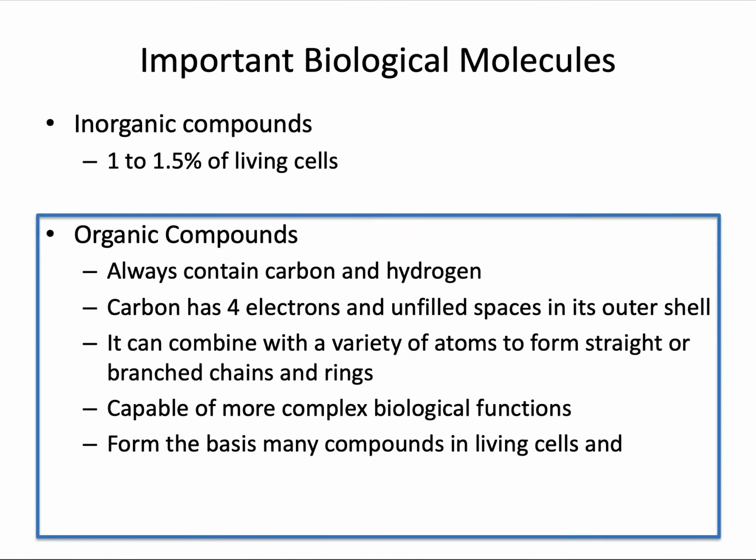For the organic compounds that we have in living organisms, we call them organic because they always contain carbon and hydrogen. Carbon has 4 electrons, and so it has a valence of 4. It's able to form several different bonds, different combinations, to form rings and different chains in terms of the lengths, and that makes carbon very versatile. So we see carbon forming the basis of many compounds in living cells. It's all over us.